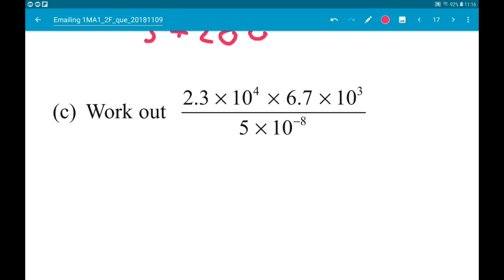Okay, then the final question, we want to work out 2.3 times 10 to the 4 times 6.7 times 10 to the 3, all divided by 5 times 10 to the minus 8. So, put that in your calculator, exactly how it looks here, and we will get 3.082 times 10 to the power 15.